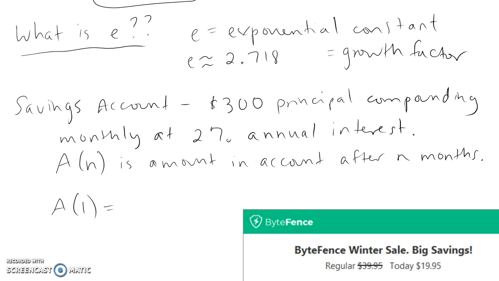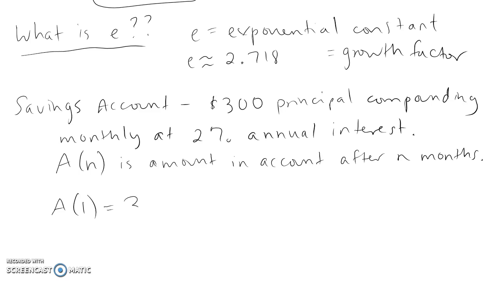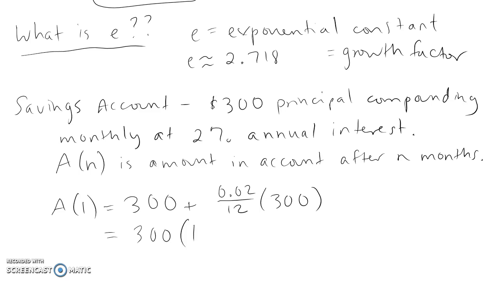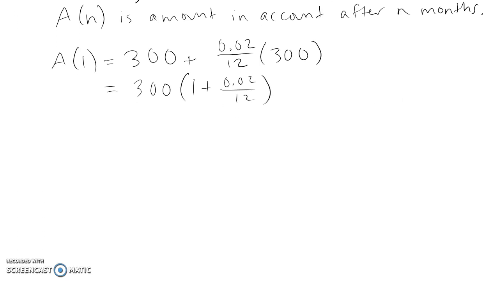Right? So let's find out how much we would have after 1 month. Well, A of 1, remember n is months, so A of 1, we would have $300, the principal, plus 0.02 divided by 12. Remember the interest rate is 2%, but that's annual, so we'll divide it by 12 to get the monthly, times that $300 that's there. Okay? All right. Then let's factor out the 300. This becomes 300 times 1 plus 0.02 over 12. Okay, how much do we have after 2 months?